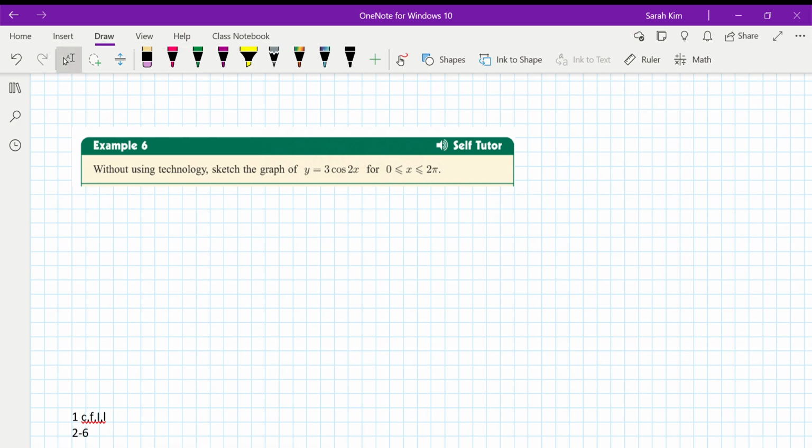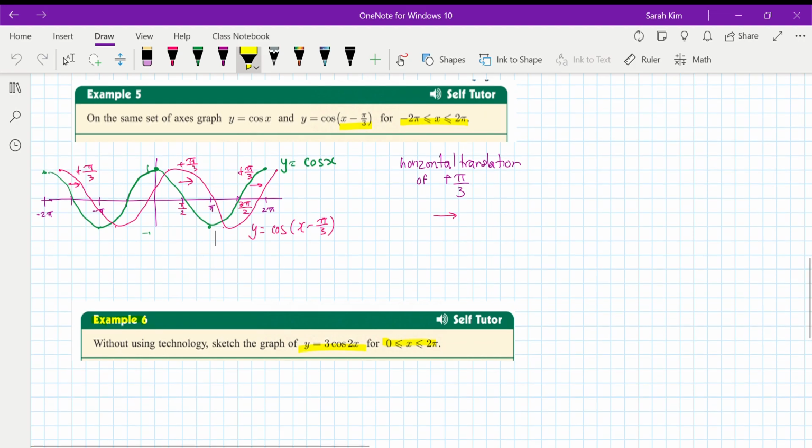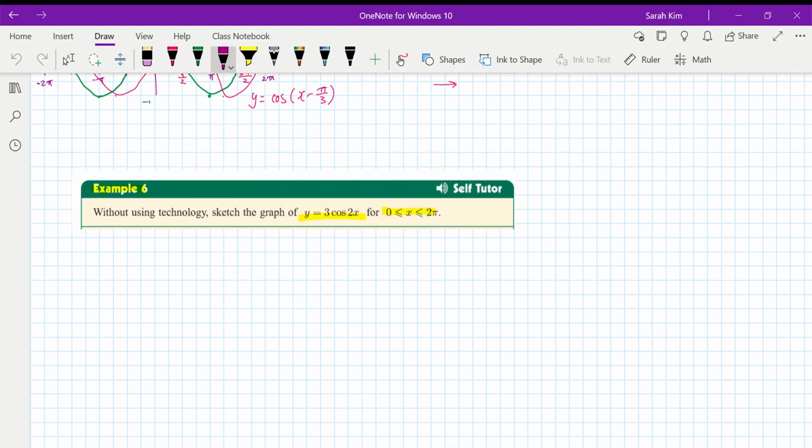Without using technology, we're going to sketch the graph of y equals 3 cos 2x. Make sure you write the heading example 6 for this one. So we're going to have 0 to 2 pi. Hopefully I got the range right for the other one. Yep, I did. We checked that. So I'm going to draw the regular cosine function for 0 to 2 pi first.